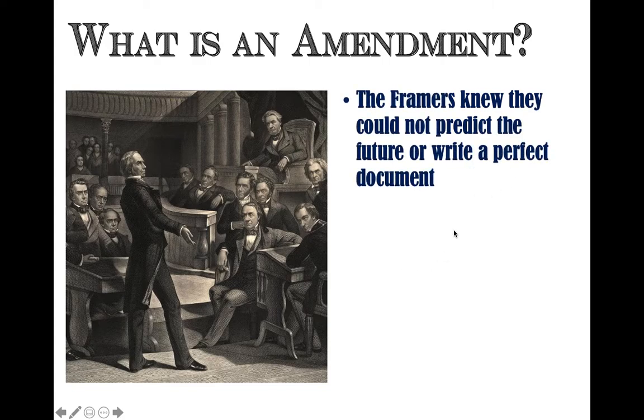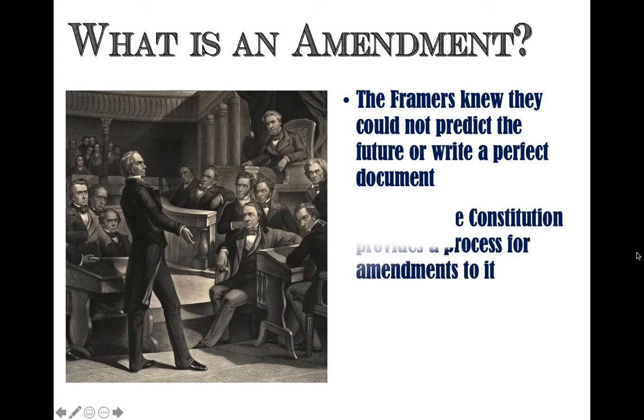The framers, who were the individuals creating our Constitution, could not predict the future or write a perfect document. As we've talked about in class, when they wrote the Second Amendment dealing with the right to bear arms, they couldn't predict that we would potentially have machine guns and different weapons. So they said, if we need to change a previous amendment, from the Bill of Rights for example, we'll be able to add an amendment to fix that problem. So the Constitution provides a process for amendments to be added to it. Sorry about the grammar error.